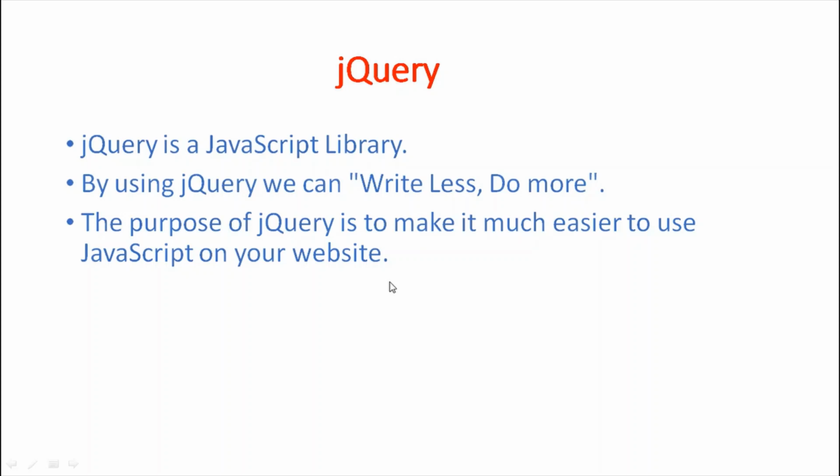Let us see what is jQuery. jQuery is nothing but a JavaScript library. By using jQuery, we can write less and do more. The main purpose of jQuery is to make it much easier to use JavaScript on the website. Instead of writing 100 lines of code in JavaScript, we can write the same code in 10 lines in jQuery.